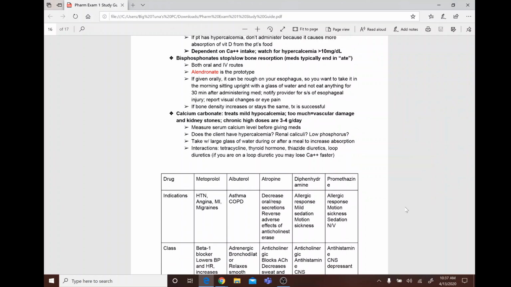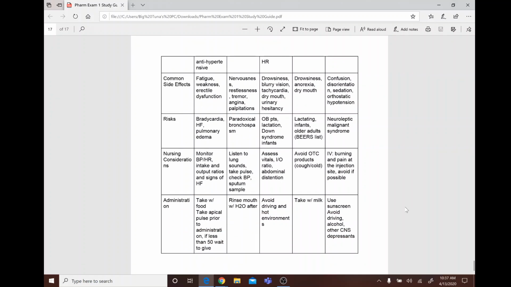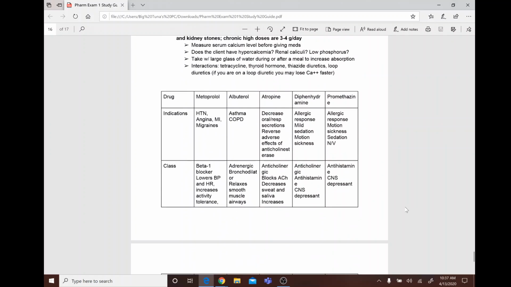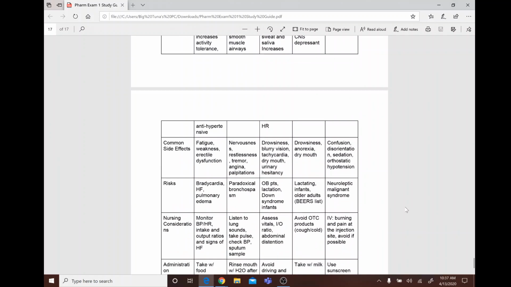All right, so with calcium carbonate, take with a large glass of water during and after a meal to increase absorption. And calcium carbonate interacts with tetracycline, thyroid hormone, thiazide diuretics, and loop diuretics. And you can read these if you want. I think we have these on a different thing.